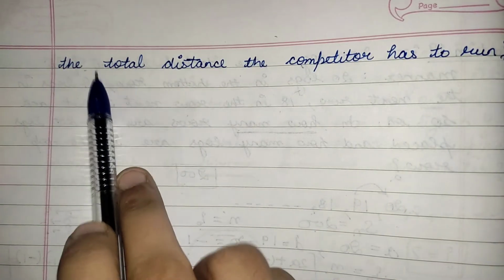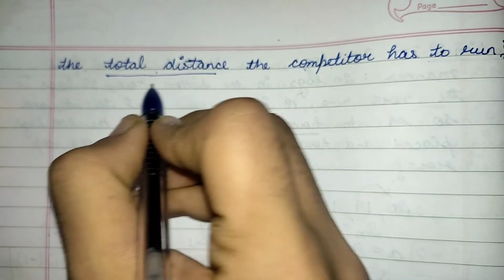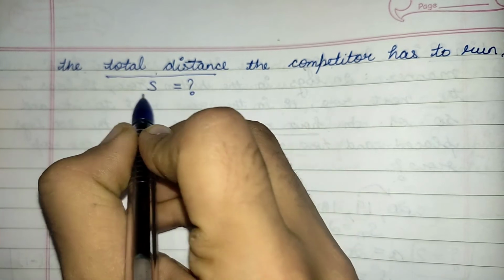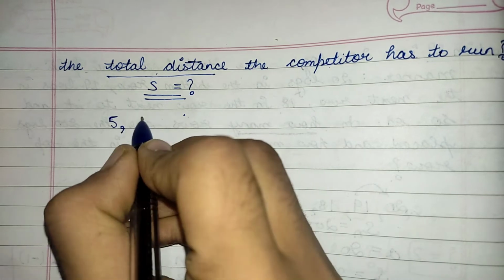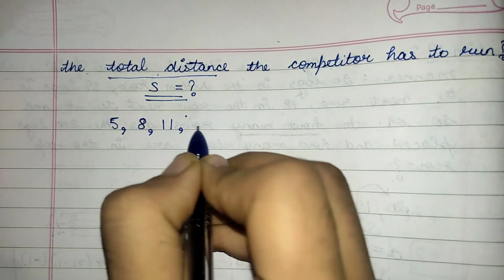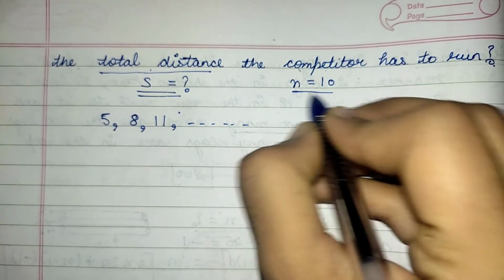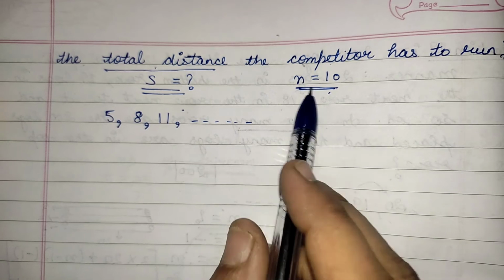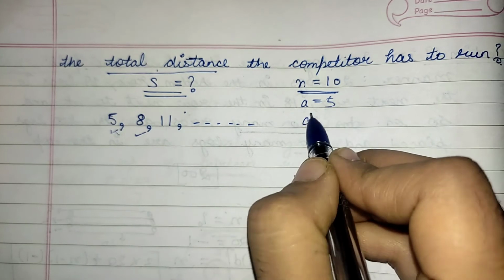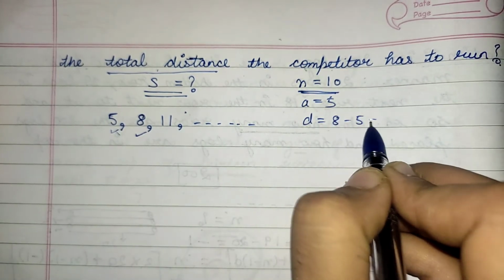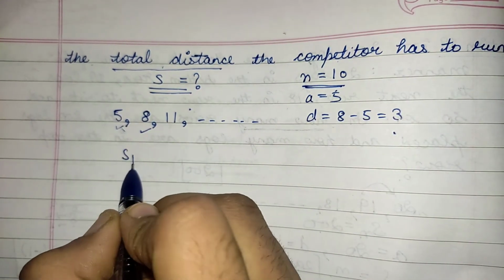So we have to find out what is the total distance the competitor has to run. Total distance means we have to find the sum of the distance the competitor has to travel. So first potato is placed at a distance of 5 meter, second 8 meter, and then 11 meter. And they are saying that there are a total of 10 potatoes in the straight line. So n is given to us. A is 5. D is 3, that is 8 minus 5, which is equal to 3.